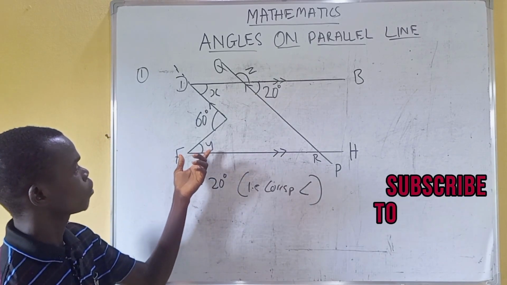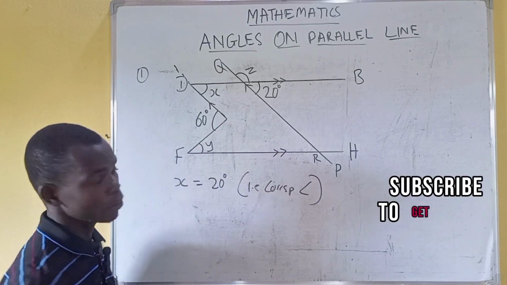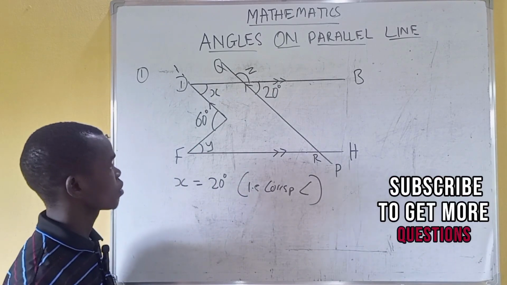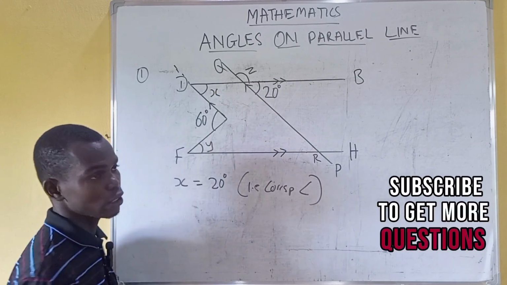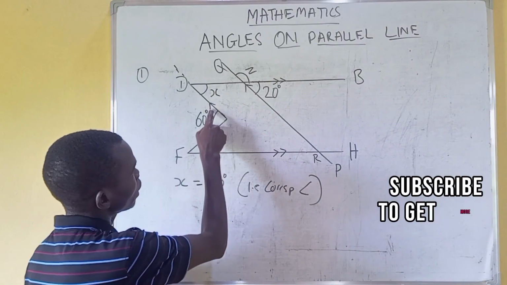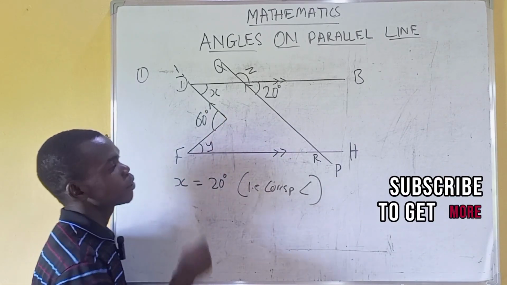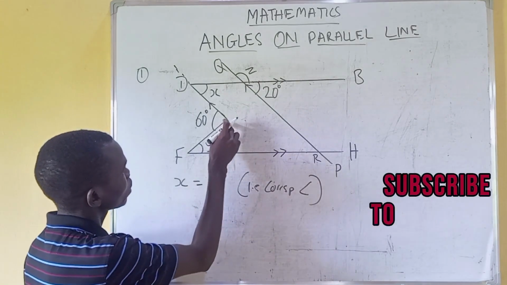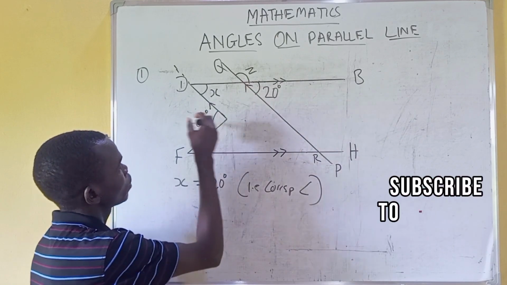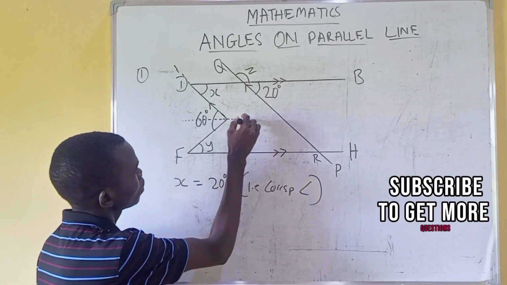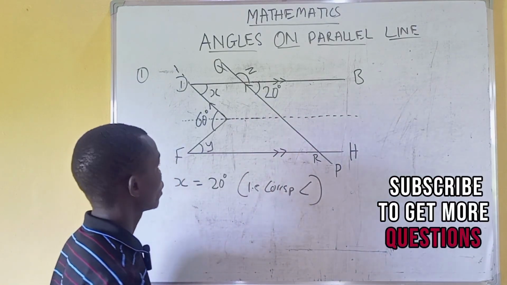For us to find Y, you will notice that this line is a transversal, but there is no other parallel line that this line is cutting across. If you look at this parallel line, we can also extend it, but for this intersecting line, we cannot extend it. So here, we can draw a line that is parallel to both this line and this line. Let's draw this parallel line. This is our third parallel line.